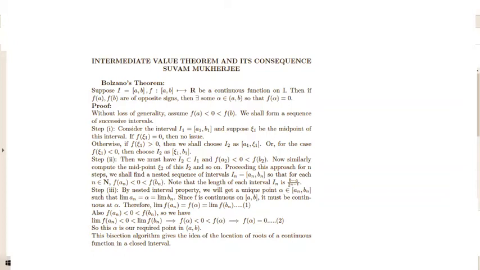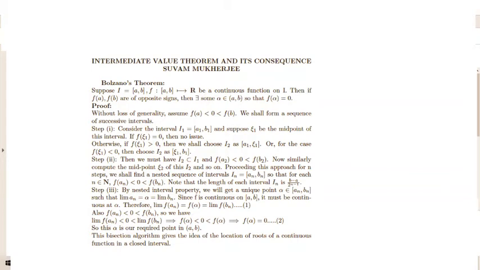Now what will be step 3? Step 3 will be that according to the nested interval property, we know that there exists some unique point alpha in the nth subinterval [an, bn], such that the limit of an will be alpha and the limit of bn will be alpha. And also, since f is continuous on [a, b], it must be continuous at that point alpha.